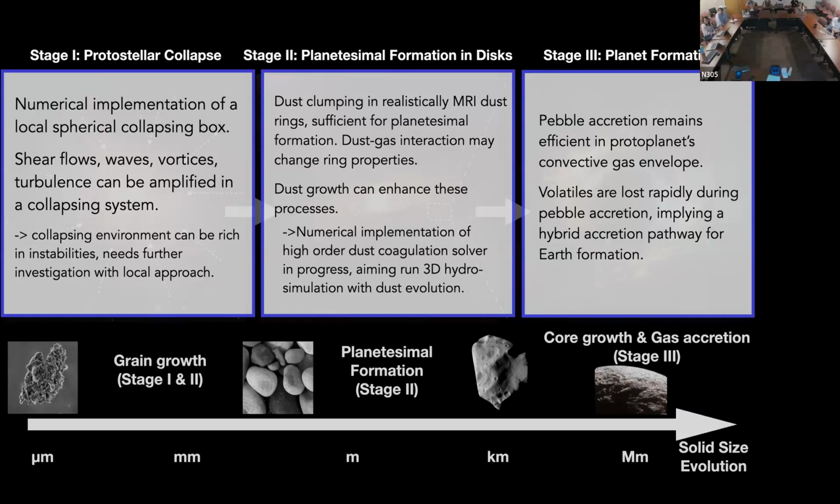And then I also talked about planet formation by pebble accretion, where we assume the core is in the convective envelope. We see that pebble accretion still remains efficient in the convective envelope, but the volatiles can be lost very rapidly. And this volatile loss combined with other accretion models may tell us how the Earth was formed. So I will stop here and take questions. And if you would like to talk about protostellar collapse, I'm also happy to have private discussions. Thank you very much.